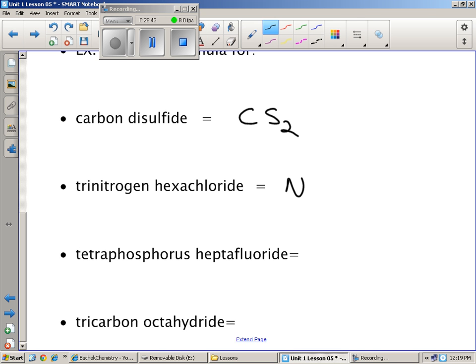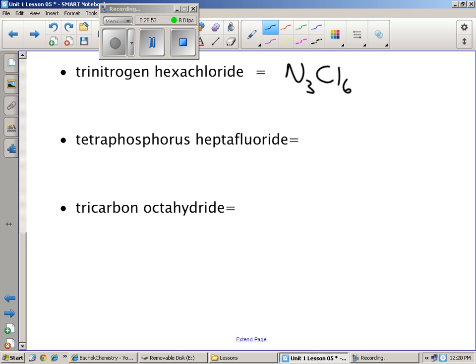Trinitrogen, you'll like it. Hexachloride, hexa, so 6. Usually I'd let you guys try these, but tetraphosphorus, tetra's 4, heptafluoride, hepta's 7. And then tricarbon, I won't even do it this time because no one's laughing anymore. Octahydride, that's 8, octa, C3H8. Eventually you'll learn that that's also known as propane.